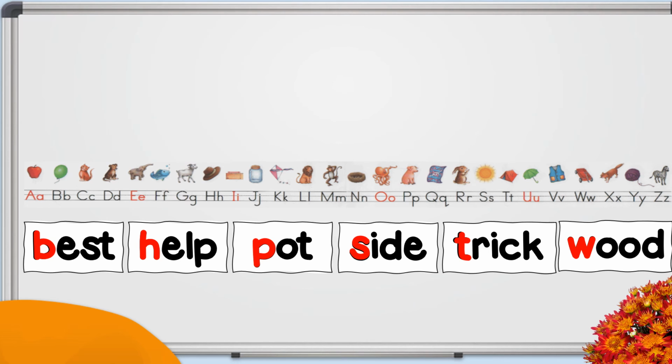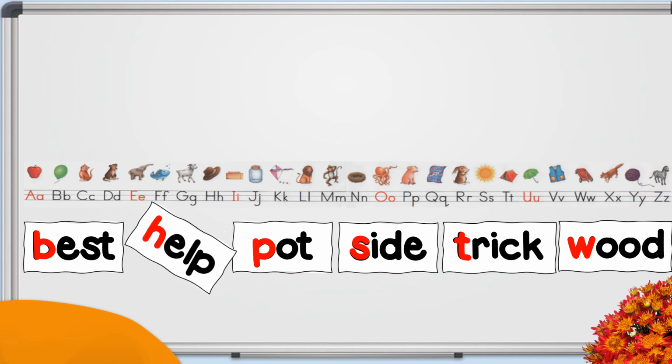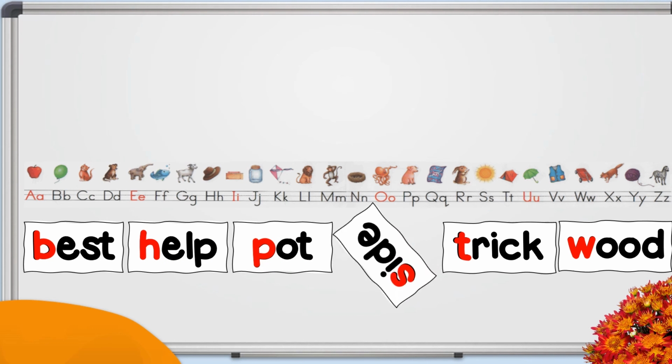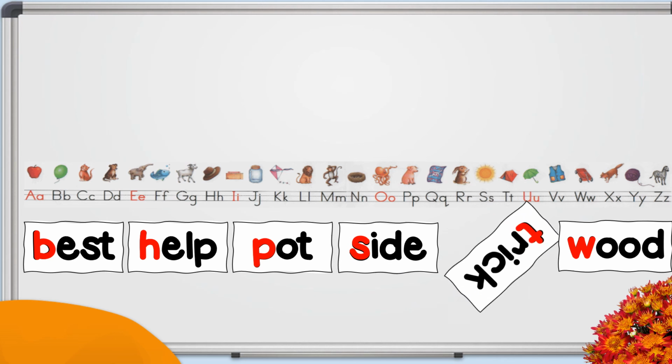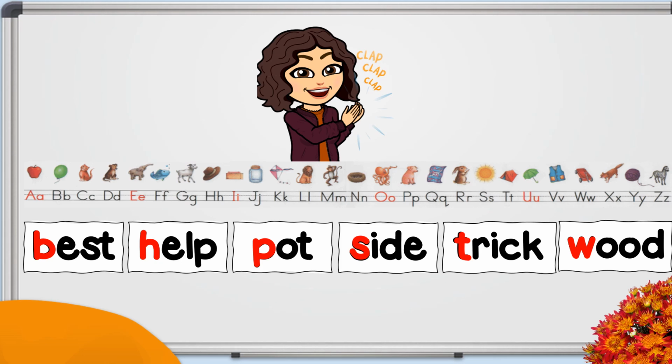Now let's check our work. Best, help, pot, side, trick, wood. Great job! All of our words are in alphabetical order.